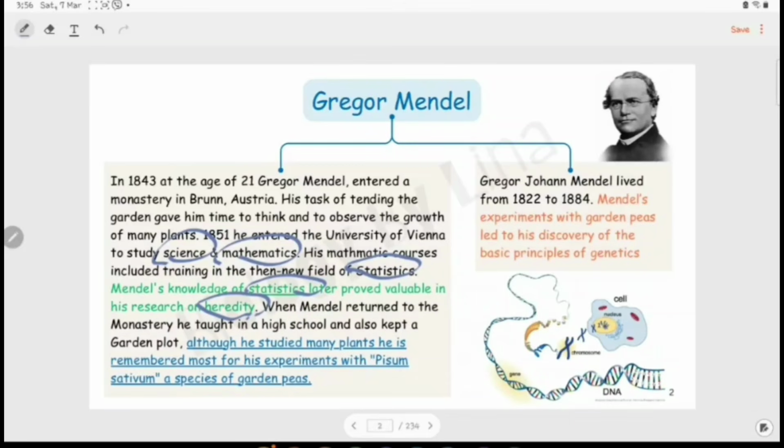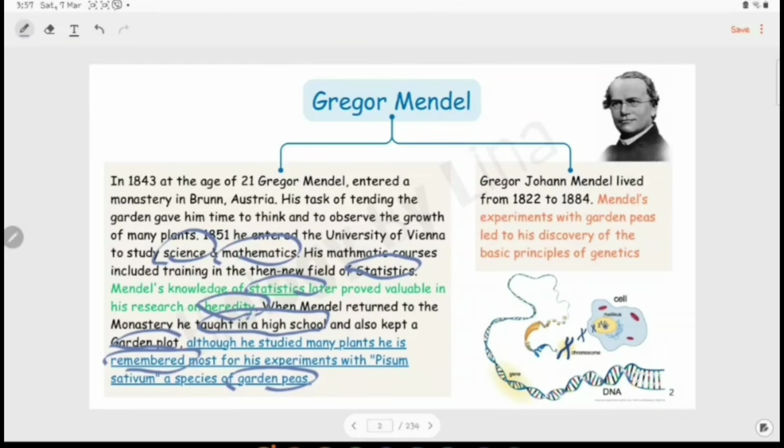When Mendel returned to the monastery, he taught in a high school. So he was a teacher in a high school, and also he kept a garden plot. He had a garden in the monastery, and he started to plant seeds in it. He studied not only the pea plant, but also many other types of plants. One of these plants, which he is remembered mostly for, was the pea plant or the garden pea.